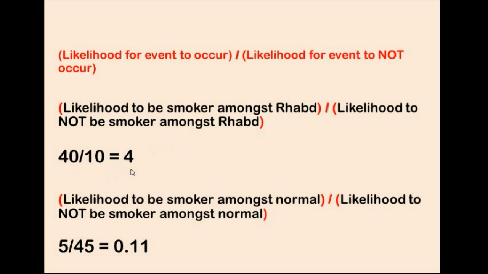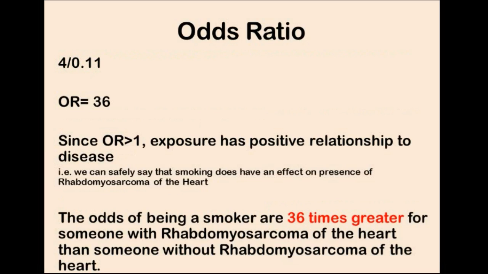Now what we're going to do is calculate those odds. So the odds for this case group would be 4, and the odds in the control group would be 0.11. And then we're going to check out their ratio, so it would be 4 divided by 0.11. And if we did that, we get an odds ratio of 36, which is huge. It's a crazy number, because this is a made-up scenario.